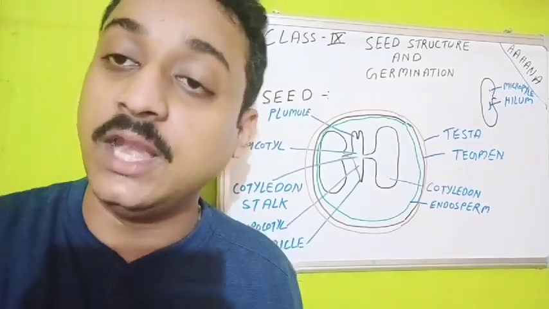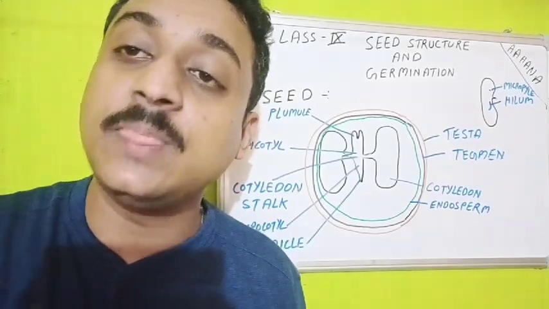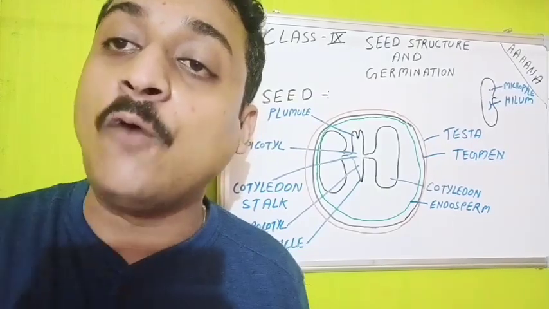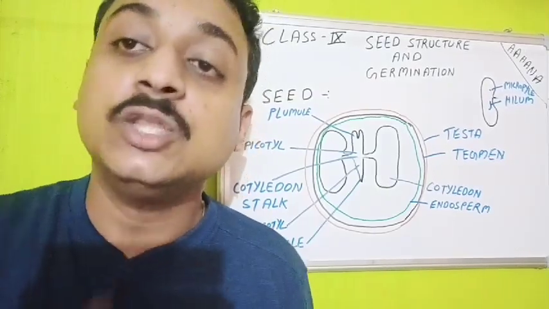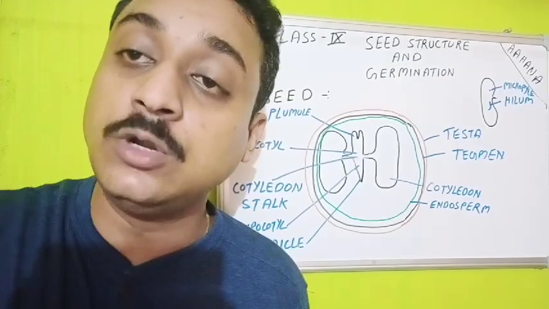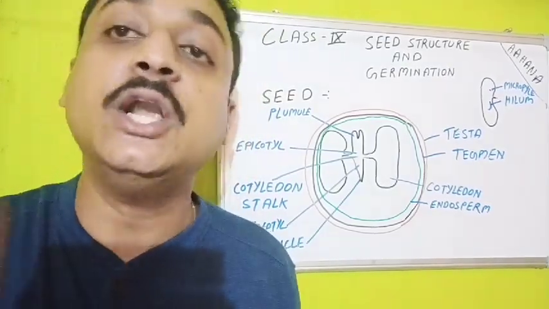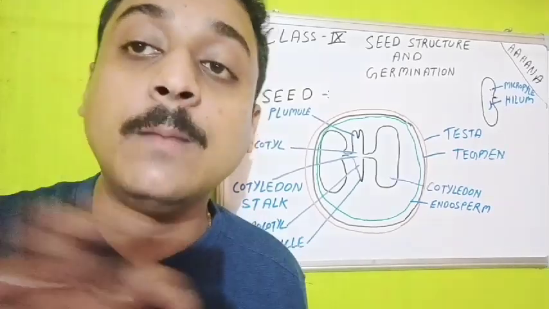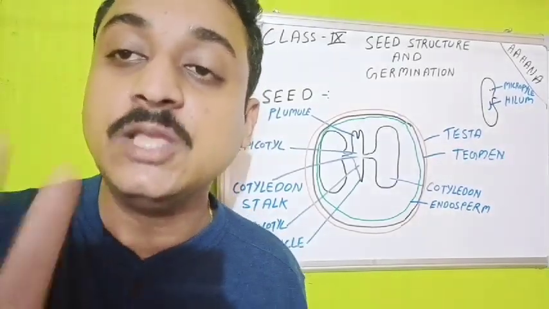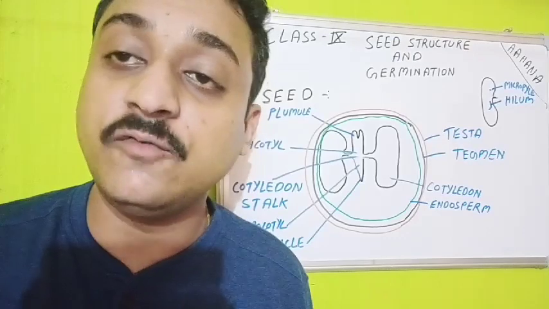After pollination, when fertilization takes place, the ovule will turn into seed, the ovary will turn into fruit, the plumule will turn into shoot, and the radicle will turn into root. So this is the thumb rule of germination. Please don't forget it.